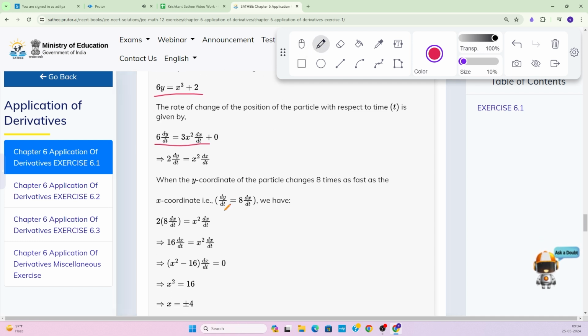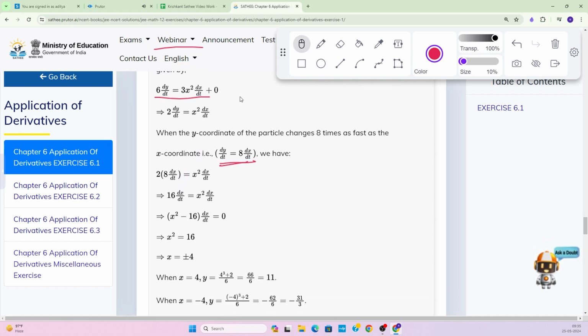The interpretation is written over here. I have already told you dy by dt is equal to 8 times dx by dt. Clear? Now put the things. You will get 16 times dx by dt is equal to x squared dx by dt. So this means dx by dt multiplied with x square minus 16 is equal to 0.